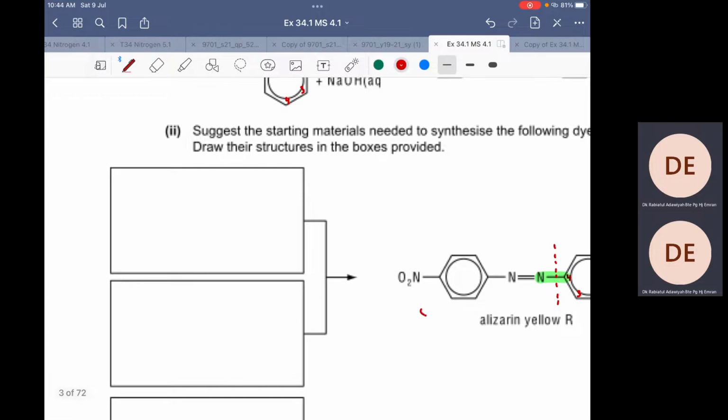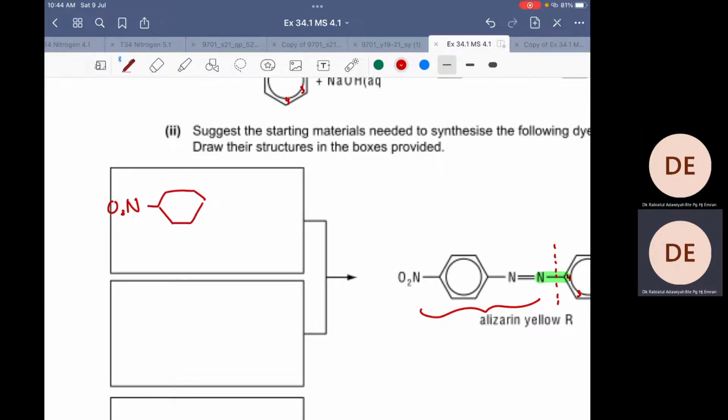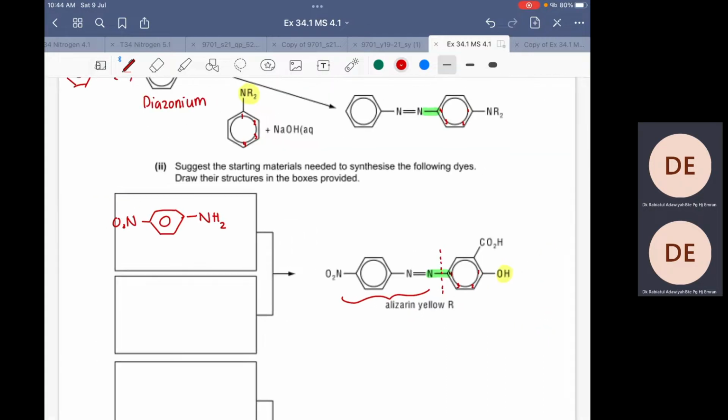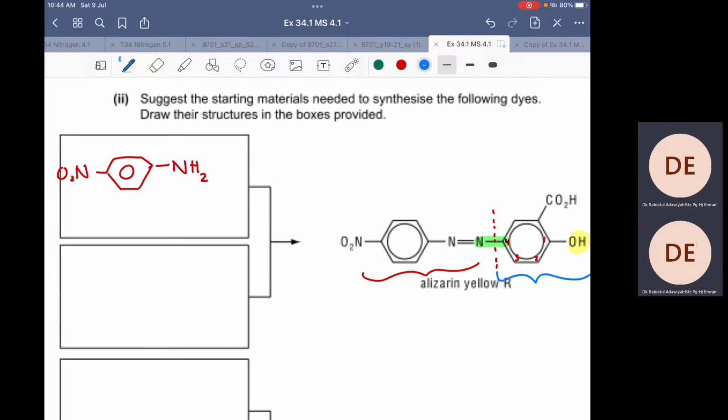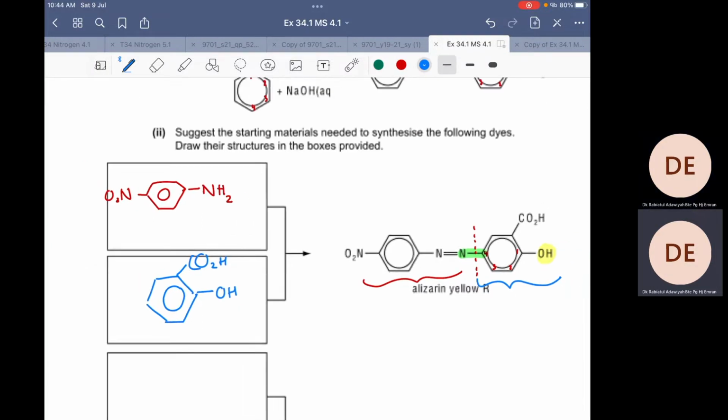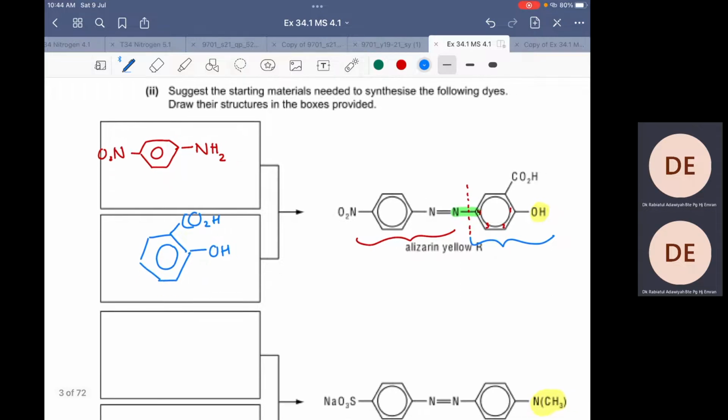So this part is the phenylamine part, NO2 with NH2. Do you agree? That's the red part, okay? The other part, I will just label it as the blue part, would be the ring with OH here and COOH, with a benzene ring. Okay, and that's the answer.